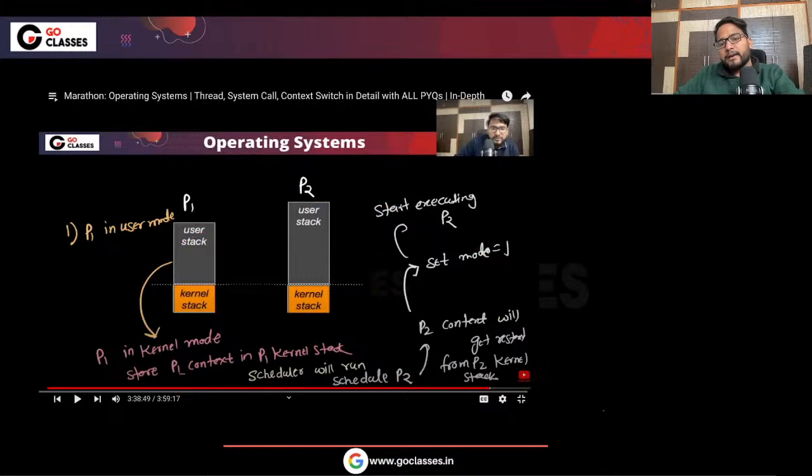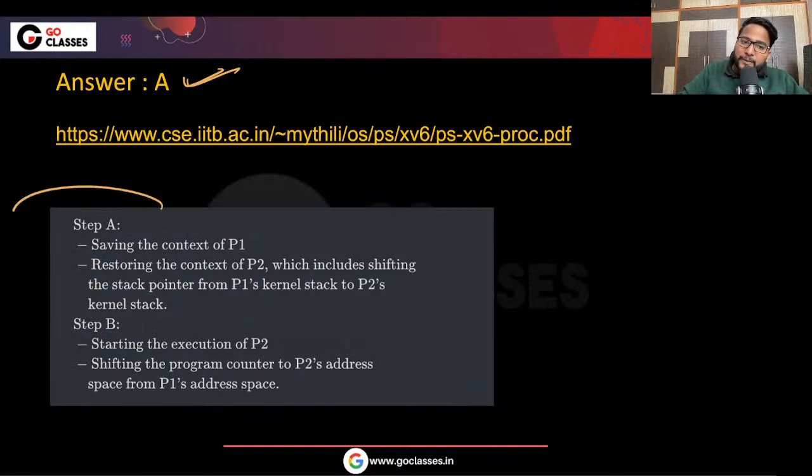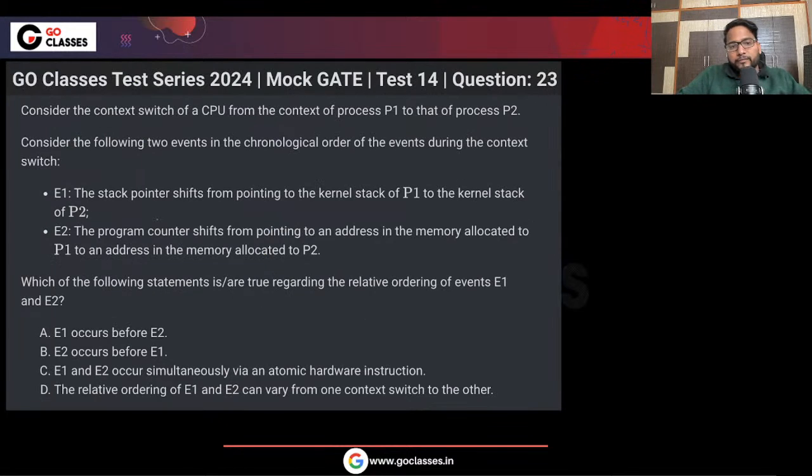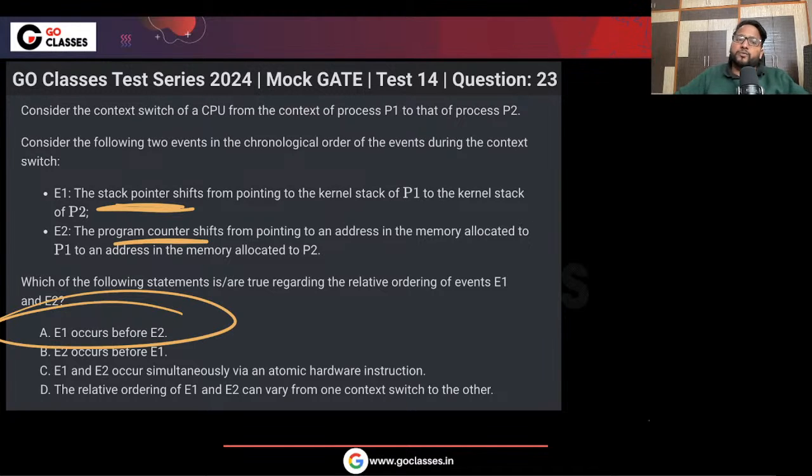So in this question, step A is basically saving the context of P1 and restoring the context of P2, which involves shifting the stack pointer, right? You shift the stack pointer first, and then the program counter. So event E1 occurs before E2. Hence A is the right answer here.